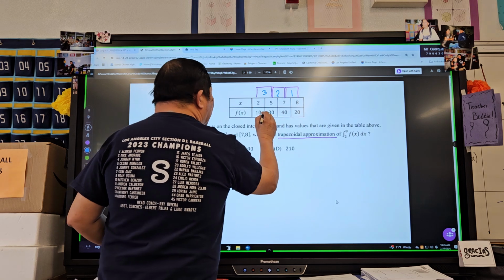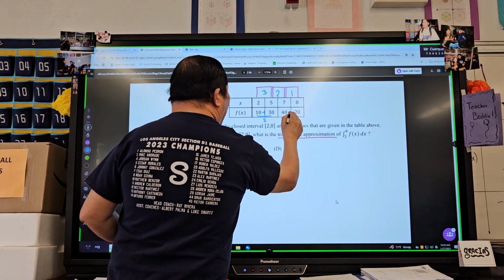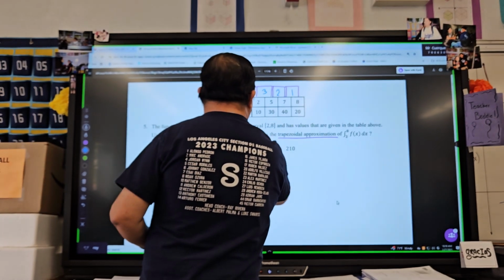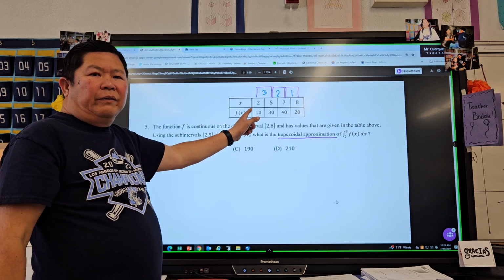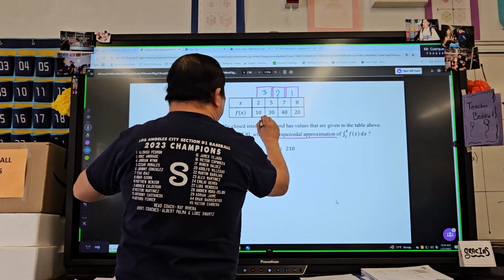You add and then divide by 2. This is 40 divided by 2. So 20, right? So can I just write 20 right here?